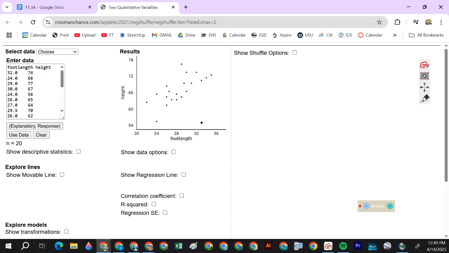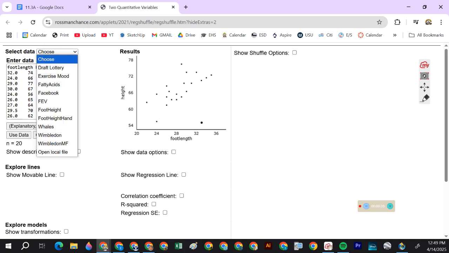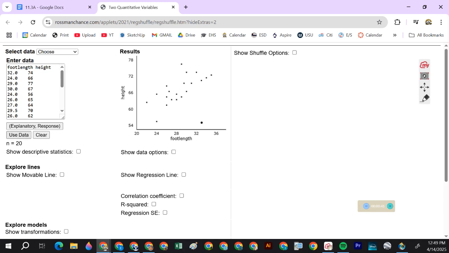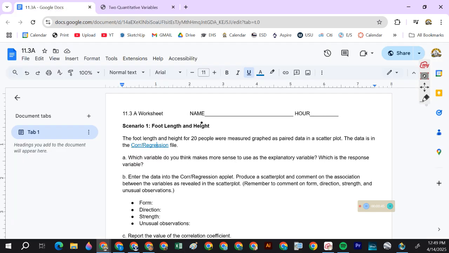On the other ones, you're just going to have to choose a different data set, whatever data set it tells you. Okay, so I'm going to use this data. And the first question says, which variable do you think makes more sense to use as the explanatory variable, and which is the response variable?